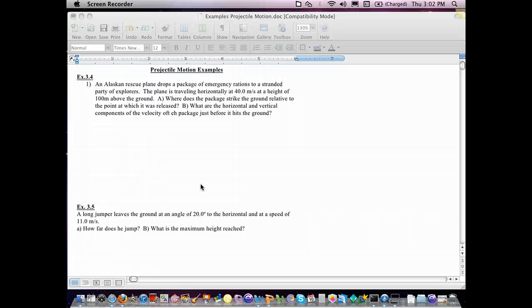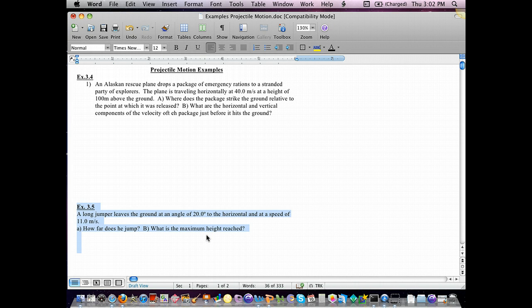Okay, we're going to do our second example problem. It's 3.5. It involves a long jumper jumping on flat ground. This is a little bit different than the other problem because this one you actually have an angle at which the initial velocity is at. So you are going to have both x and y components. The other problem, all we had was the initial x component. The y component was 0 because it was launched horizontally.